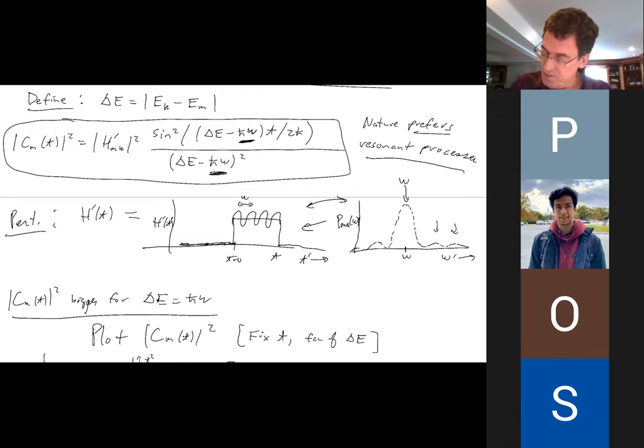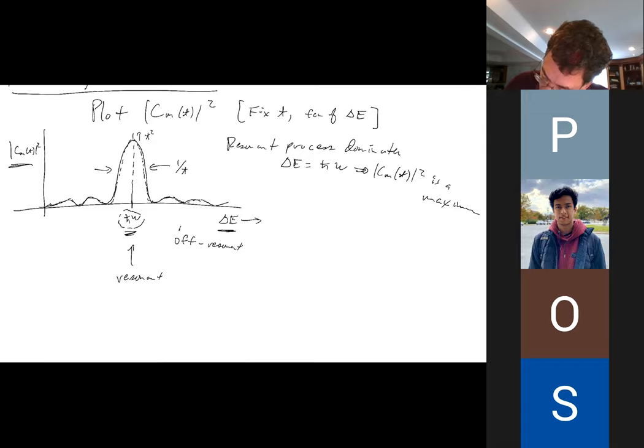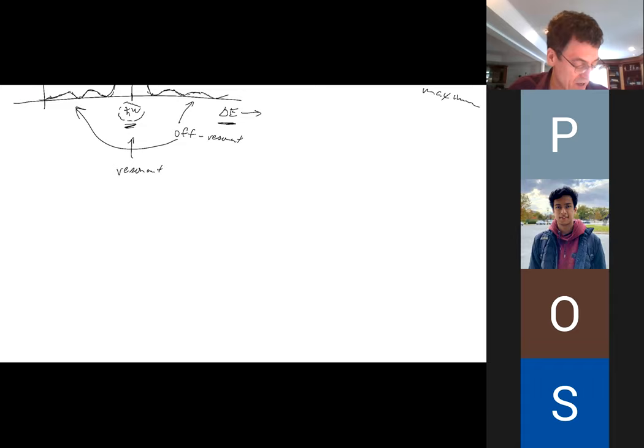But we did it for the constant perturbation. Now we're doing it for the harmonic, and the only difference is this H bar omega term. So here we're plotting the function, and you're seeing that this is the resonant process right here. It's a maximum when delta E equals H bar omega. These are the resonant processes, but then there are also off-resonant processes. So both can occur.